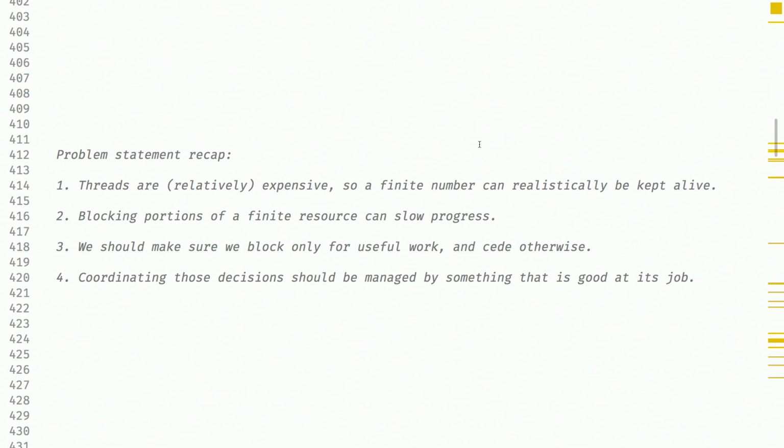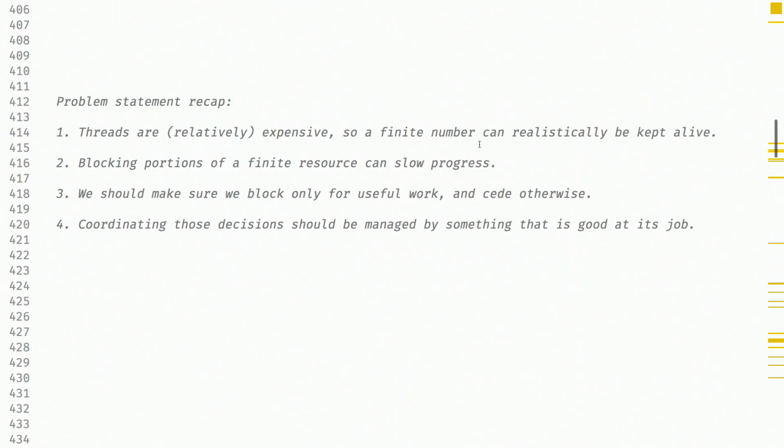Okay, so problem recap, that introduction. Threads are relatively expensive, and so we can't keep an infinite number alive. Blocking them is not great. It can slow down our progress. Ergo, we should make sure we only block if we really need to, and otherwise get out of the way. And also, threads are complicated, so maybe we should get someone else to do that work.